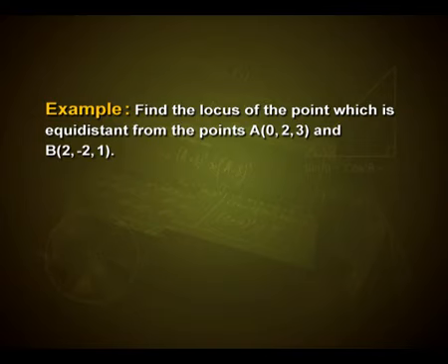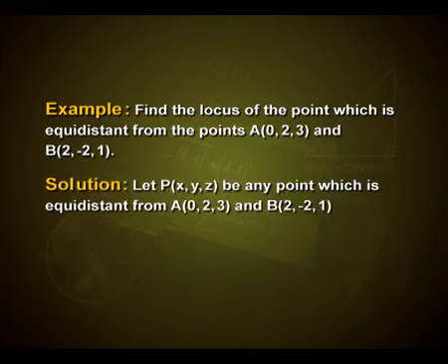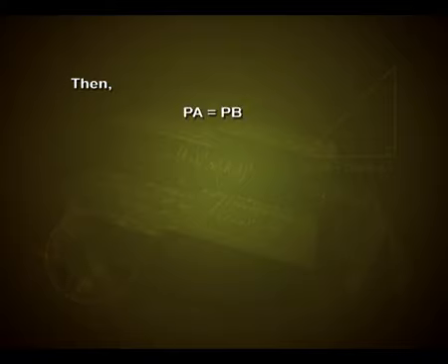One more example here. Find the locus of a point which is equidistant from the points A (0, 2, 3) and B (2, -2, 1). Let P (x, y, z) be any point which is equidistant from A and B. Then PA is equal to PB can be expressed as PA square is equal to PB square, that is by squaring on both the sides.